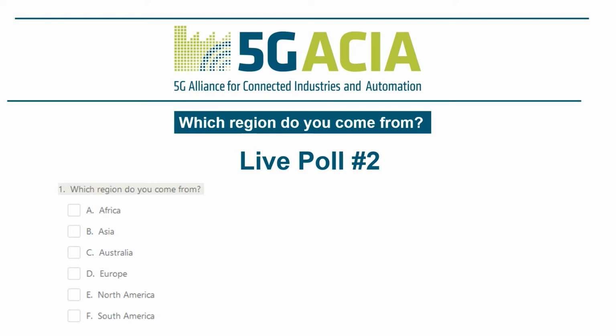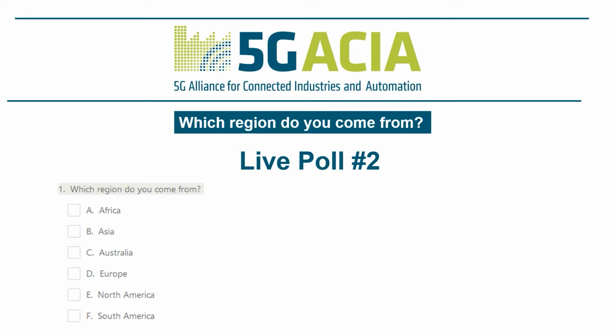Maybe we can already stop the poll a bit earlier. And also here, 5G-ACIA has the ambition to really represent all the regions in the world, because 5G is a global standard, of course. Industrial automation markets are global markets, so you usually don't develop a product just for a single country. So therefore, it's very important to always have the global perspective in mind.